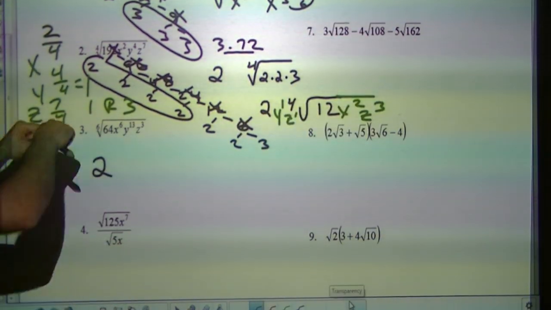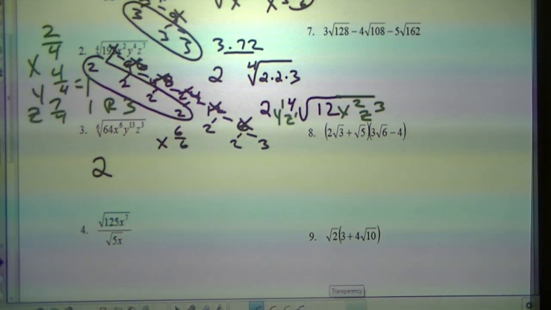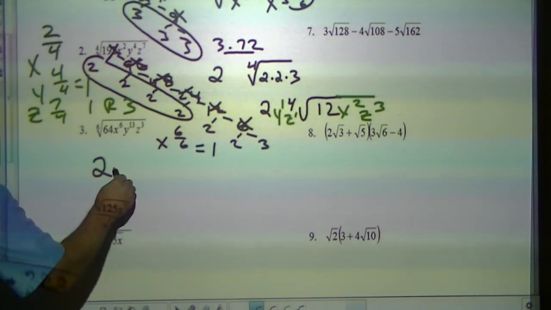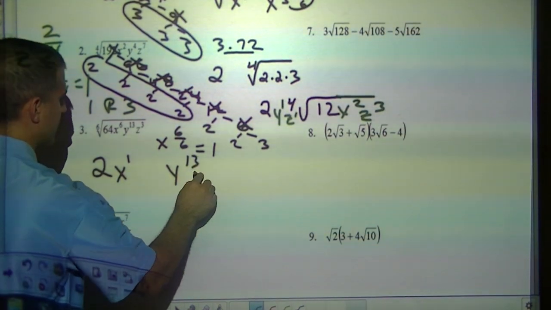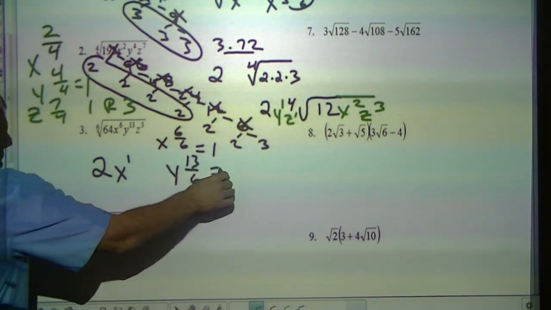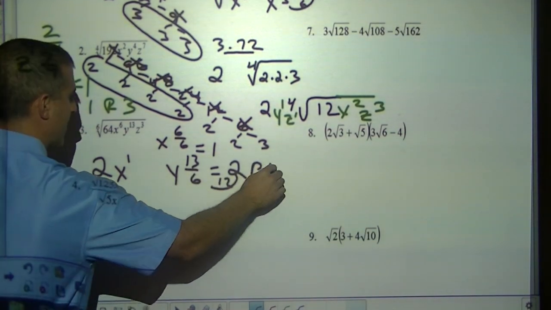I don't need to do all the factor tree stuff. Now I'm going to take 6 and divide by 6, so that's going to be 1. So that's going to be x to the first on the outside. I'm going to do y13 divided by 6. 13 goes into 6 twice, that'll give me 12. One more would be the remainder.